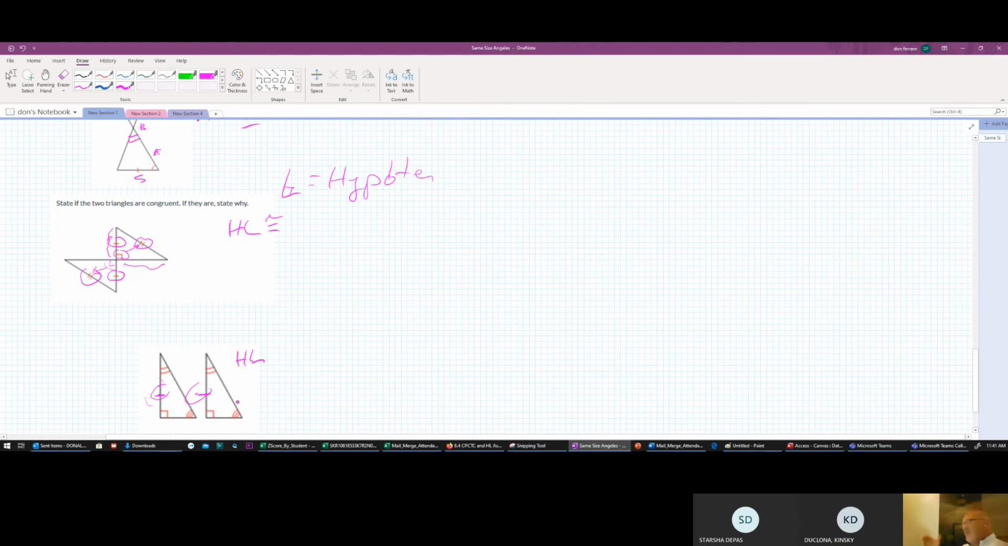So as you know, I could make the other triangle slightly bigger. You can't just go on visually what it looks like. You've got to see these tick marks. That's the key.